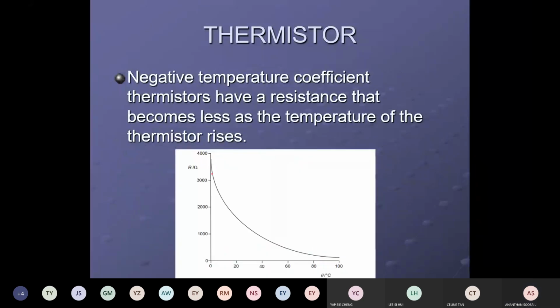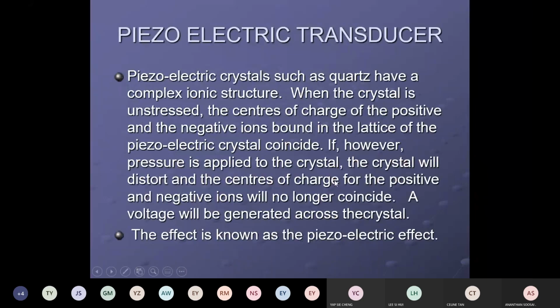The type of thermistor we are going to use is the negative temperature coefficient type. You don't need to know in depth about that, but what you need to know is this: when the temperature rises, the resistance drops. When the temperature rises, resistance drops. So that's the two.